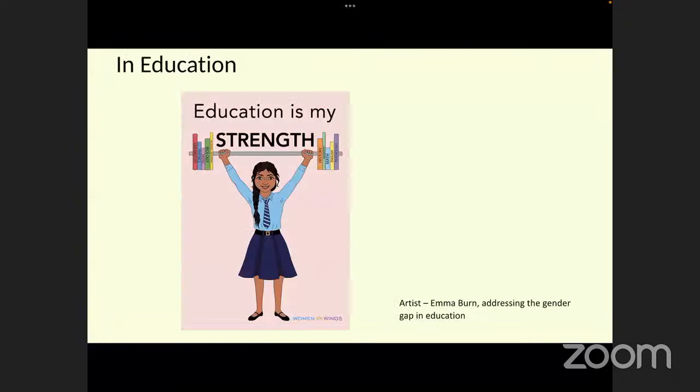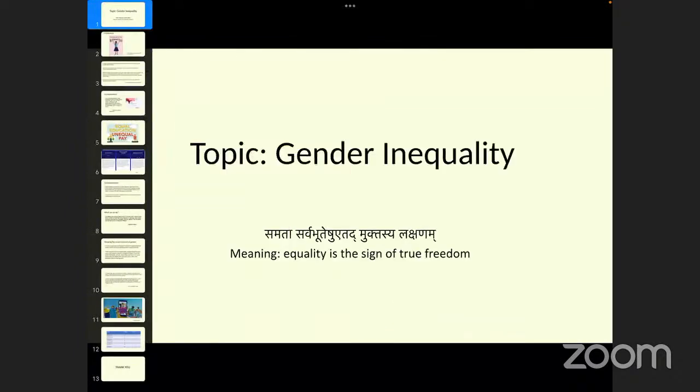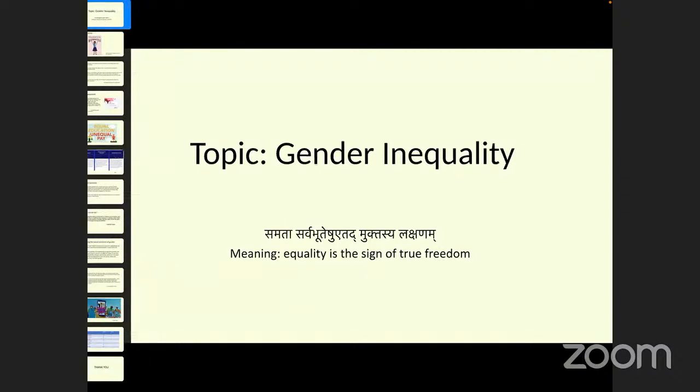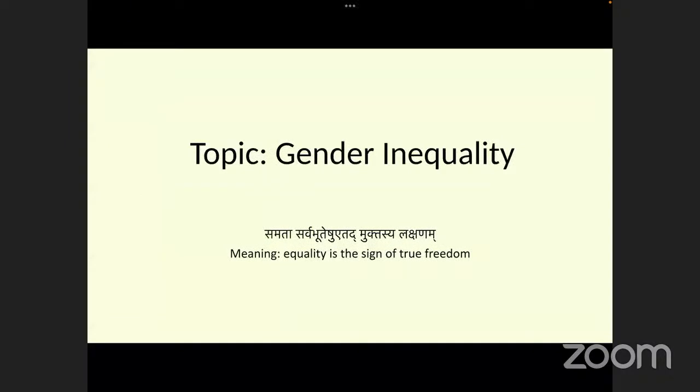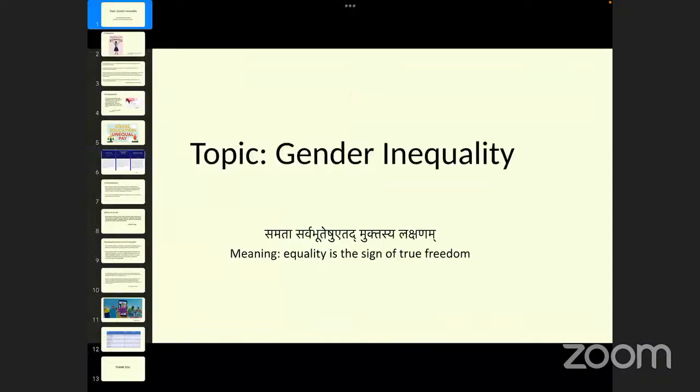Thank you, Anish. So, ma'am, we don't have a name for our group. We have a slogan. I think it was quoted by Swami Vivekananda. It says, Samata sarva bhuteshu etad muktasya lakshanam, meaning equality is the true sign of freedom. Wherever there lies equality, men and women are happy.